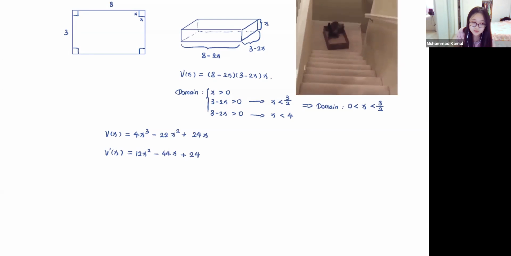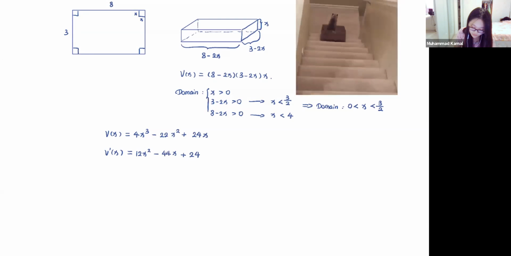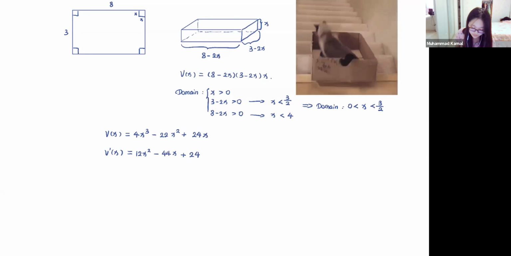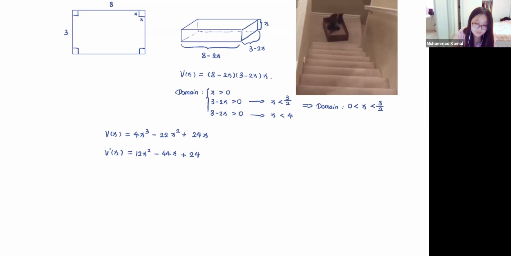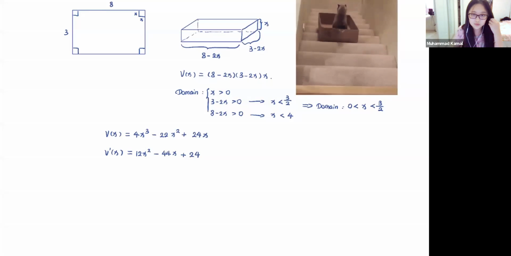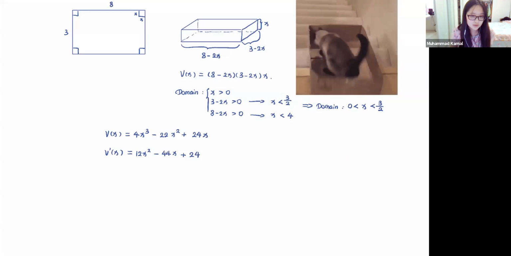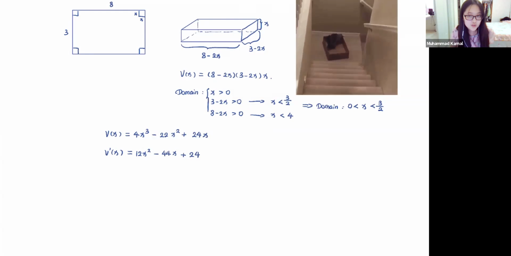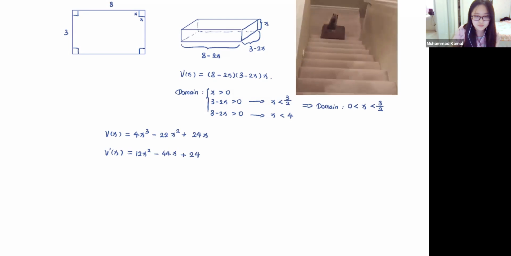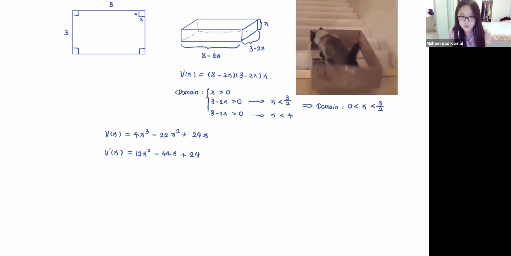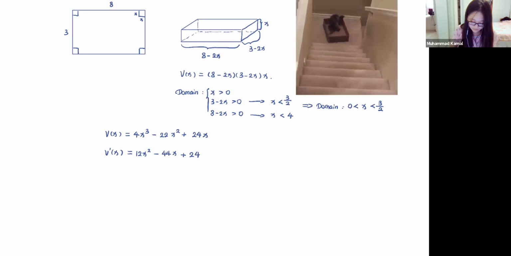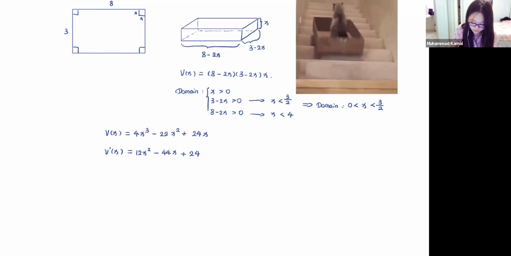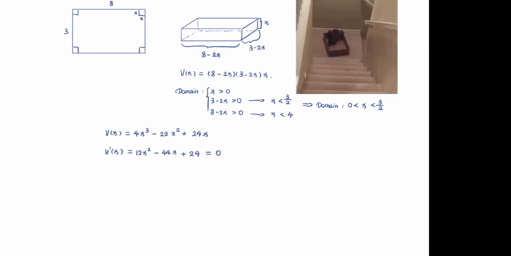How do we find the maximum or extremal value of the volume? Anyone know? Well, you need to find the critical point of V. And how do we find the critical point of V? You make it equal to 0 and then solve it. Exactly. Okay, so let's make it equal to 0 and let's solve this.